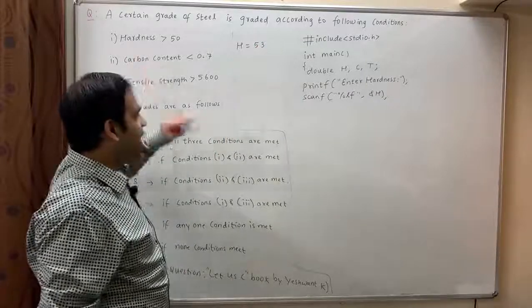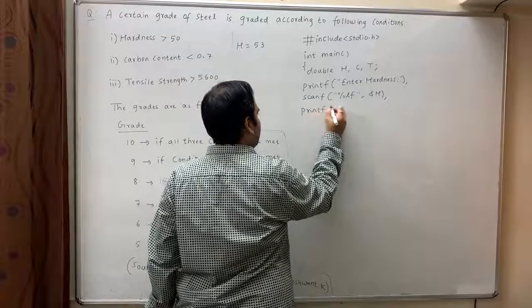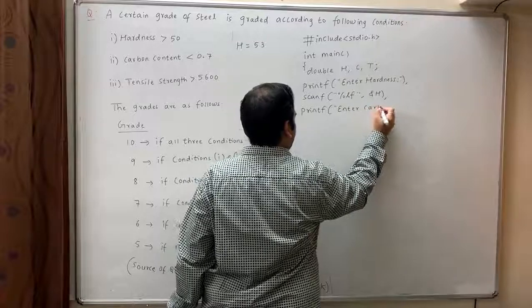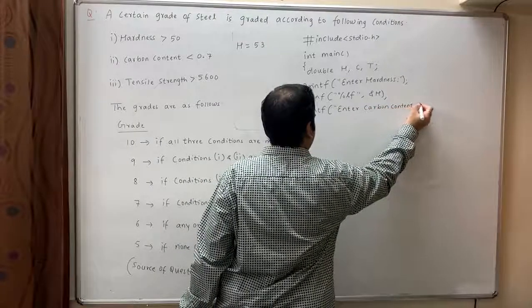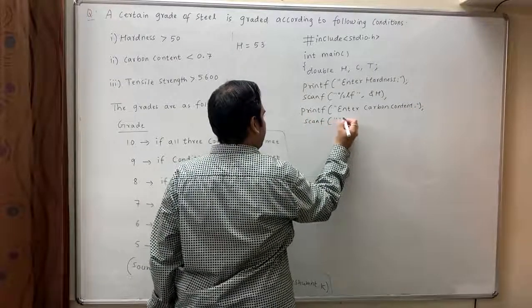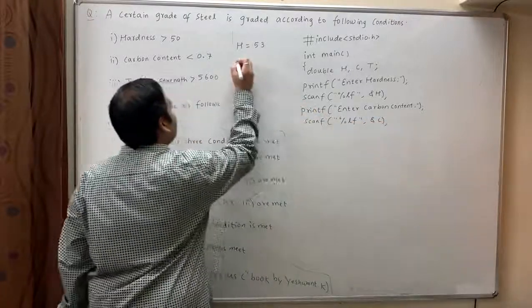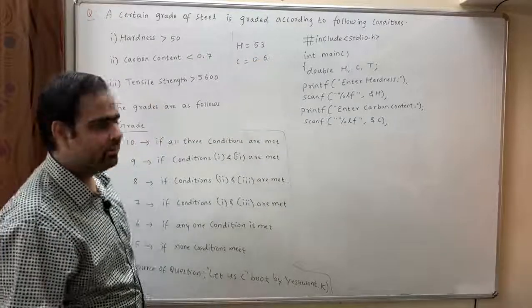Then you have to read the carbon content. We say printf, enter carbon content, and we read percentage LF ampersand C. Now let carbon content be say 0.6.